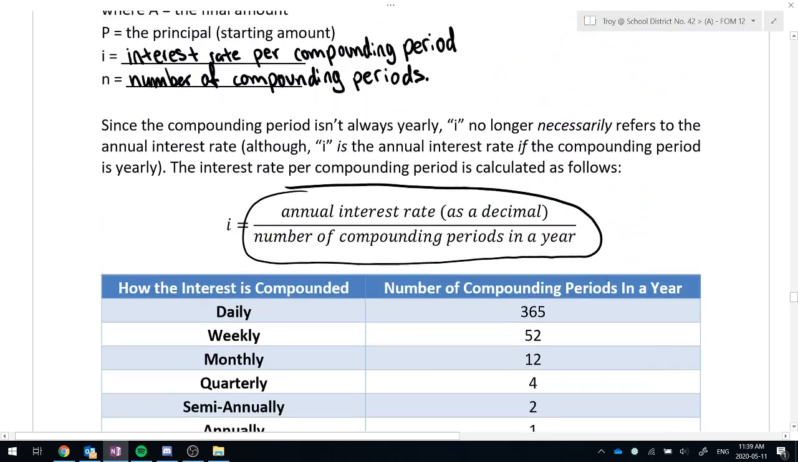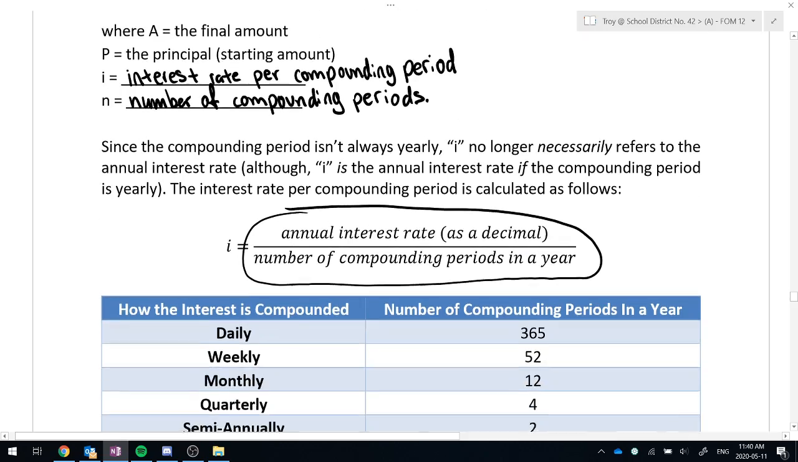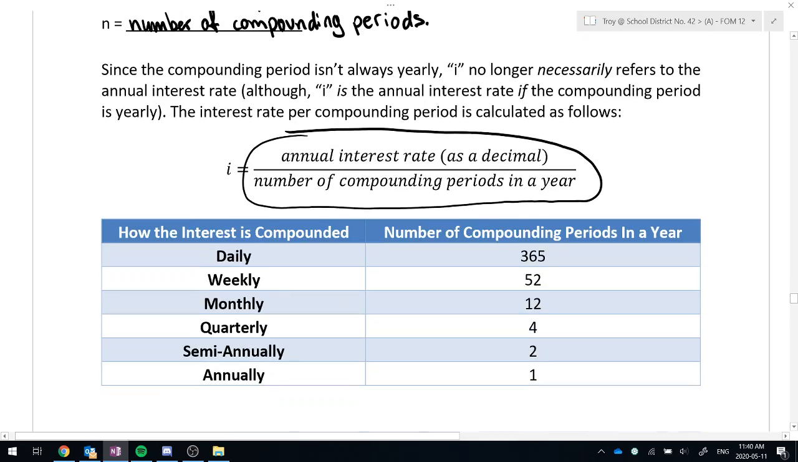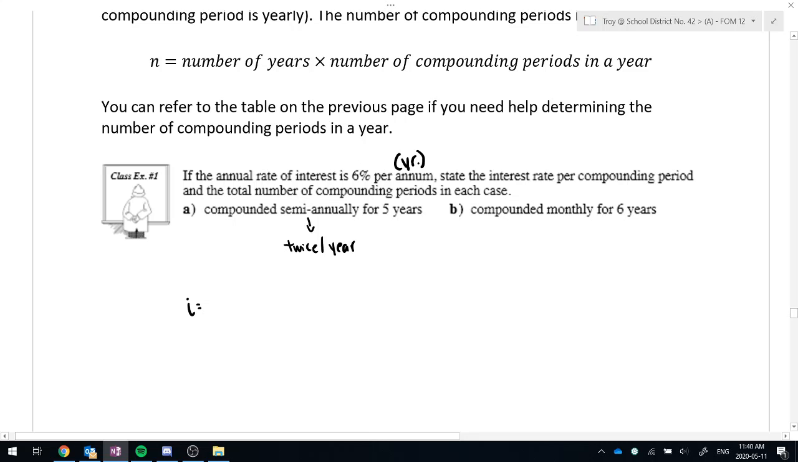So if we go back up, our I value is our annual interest rate as a decimal divided by the number of compounding periods in that year. Our annual interest rate was 6%, so as a decimal, it's 0.06. And the number of compounding periods in the year is 2, because it's being compounded semi-annually, twice a year. So that would give us 0.03.